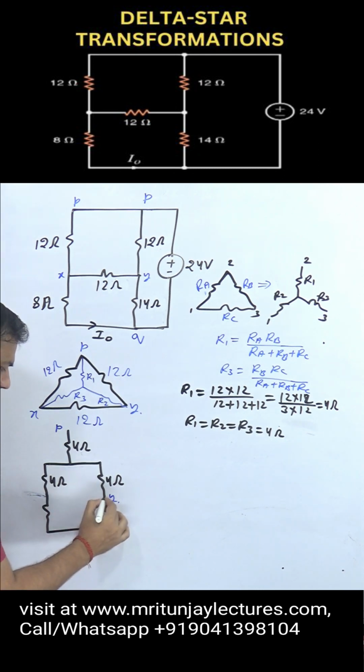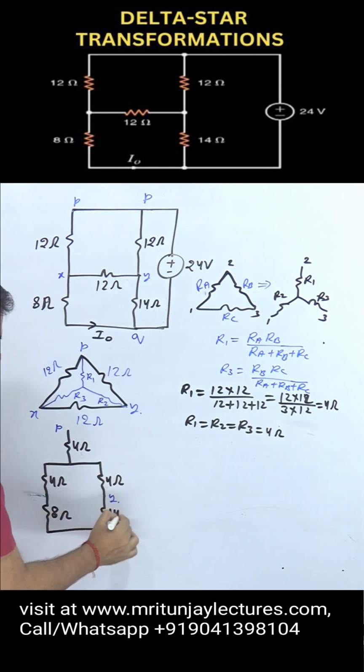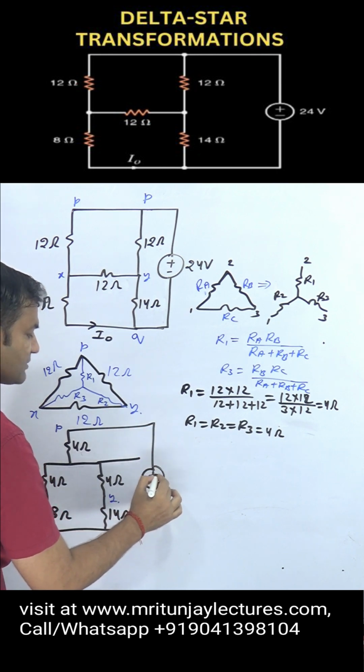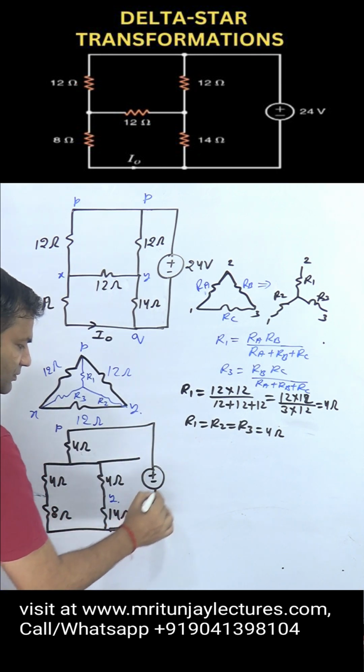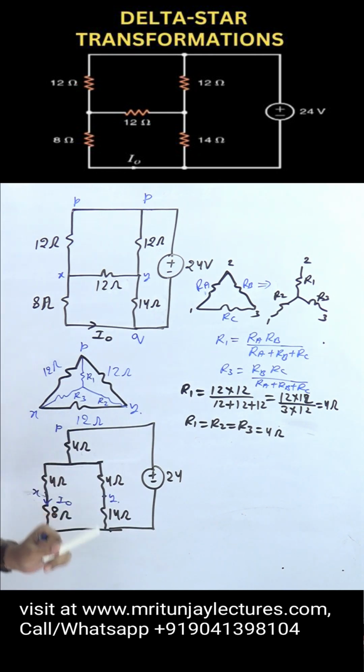After replacement, this one and this one are 8 ohm and here 14 ohm. After that, this one is connected to plus minus 24 volt. Clear or not? Very simple. Our motto is to determine the current in this branch. So I naught, that is X and here Y and here P. If you read the whole circuit, then we got that, and that is Q, and this one is also Q.